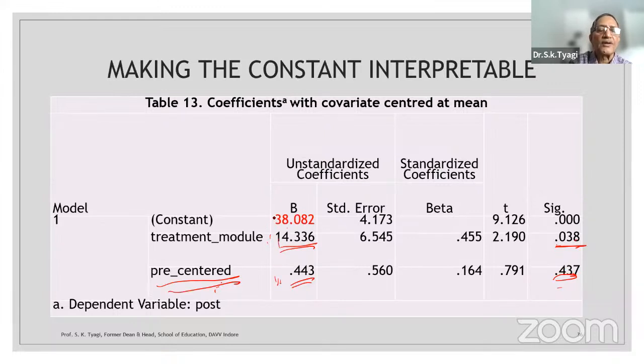Why? Because the value of the constant is the value of the dependent variable when predictors are 0. There was no problem with the treatment module predictor. This has 0 when we have the treatment as e-lecture. But pre-knowledge did not have a 0 as value. Therefore, we did it like this.